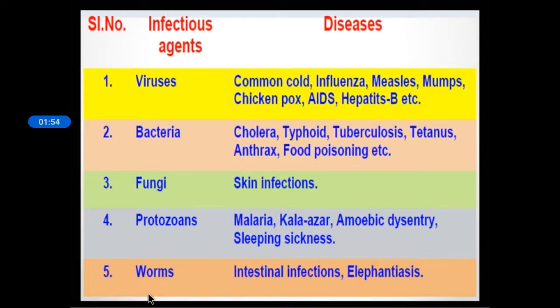Then worms, which lead to diseases like intestinal infections, and elephantiasis, which we already discussed in the previous videos, also called filariasis, which is caused by the filarial worm. Yes, so these are the infectious agents and the diseases you must know. Please make a note of it.